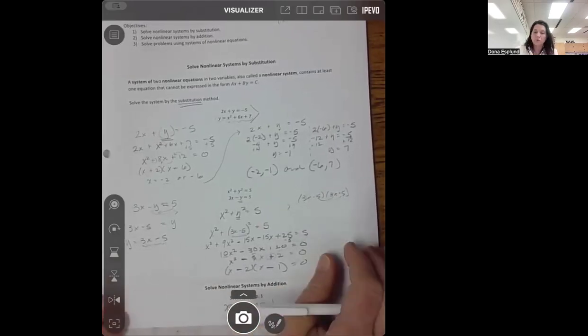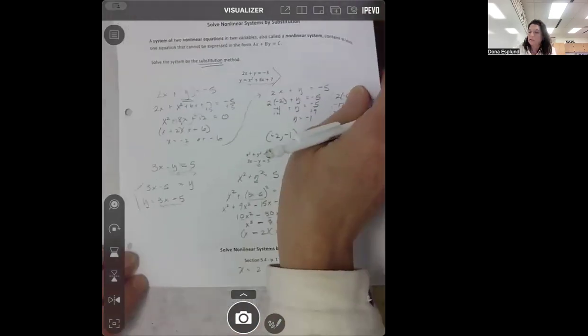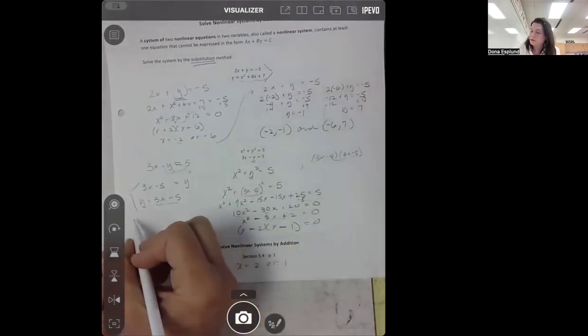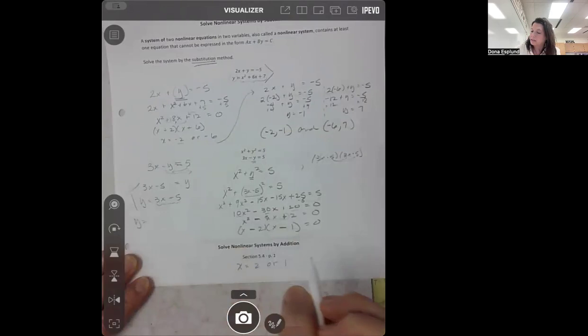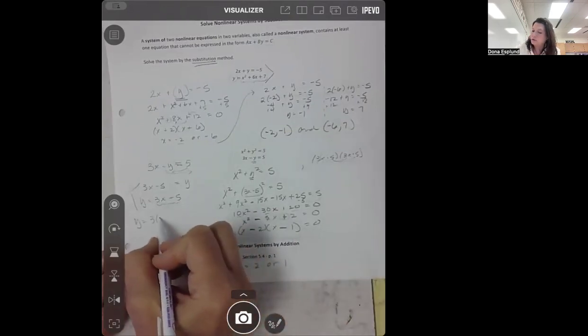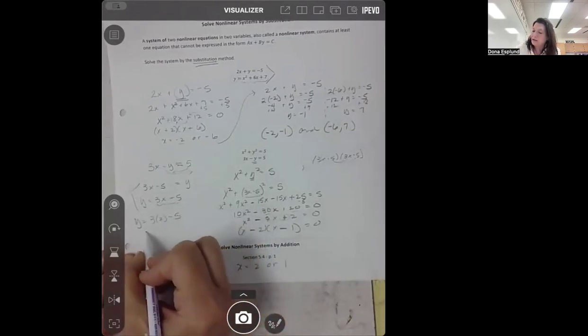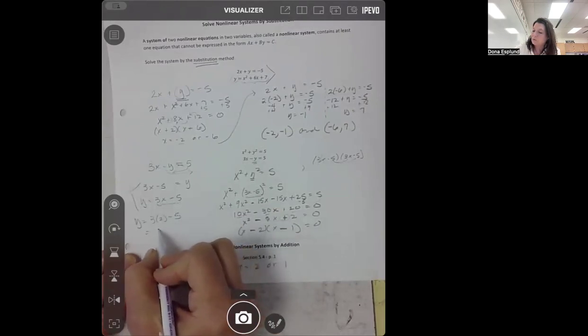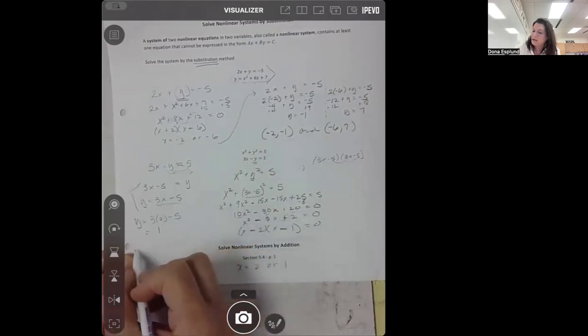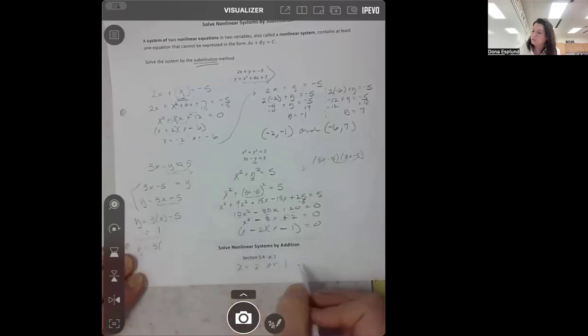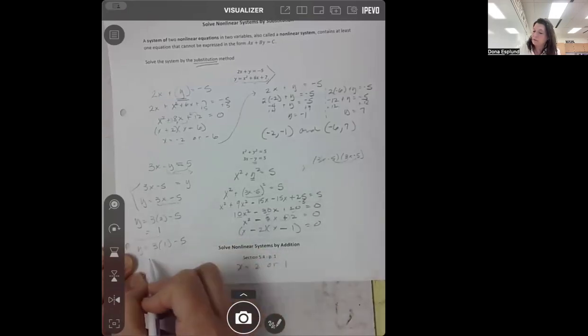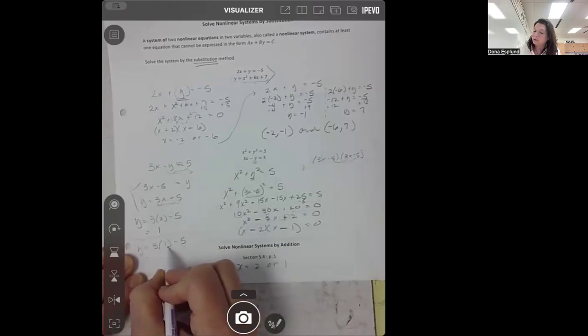If x is equal to 2 or 1, then I'm going to go ahead and put it back in and find y. So then y is going to equal, when x is 2, 3 times 2 minus 5. And 3 times 2 is 6, minus 5 would be then just 1. And then y equals 3 times 1 minus 5. And 3 times 1 is going to be 3, minus 5 would be a -2.